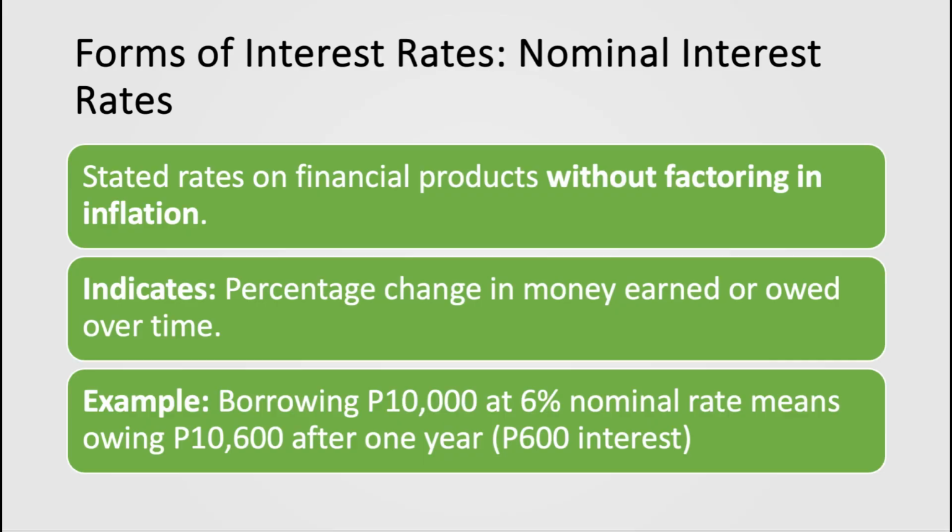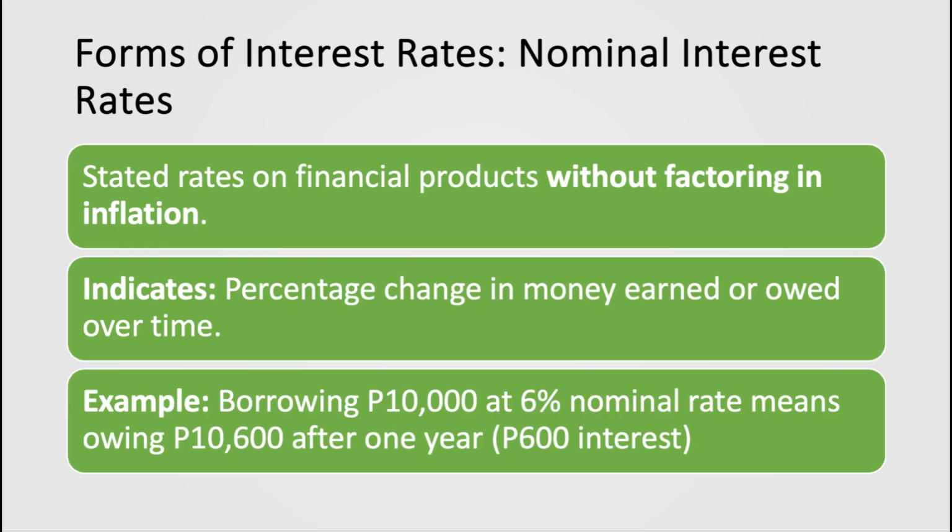A nominal interest rate is the rate you see stated on loans, deposits, or other financial products. It tells us the percentage change in the amount of money earned or owed over time, but it does not take inflation into account. That means it reflects the face value of the interest, not the real purchasing power of money. For example, if you borrow 10,000 Cuban pesos at a 6% nominal rate, after 1 year you'll owe 10,600 Cuban pesos, that's your principal plus 600 Cuban pesos interest. It's straightforward because it's just the stated percentage.